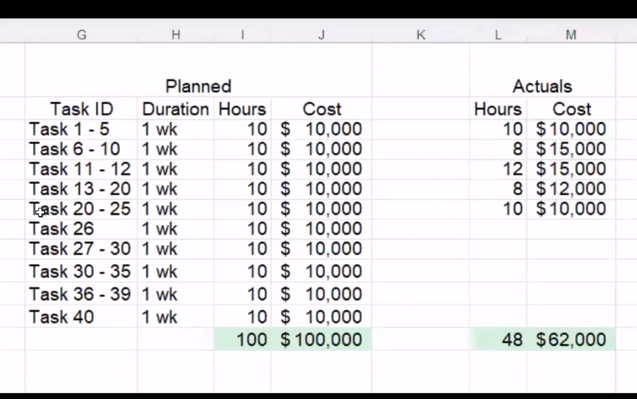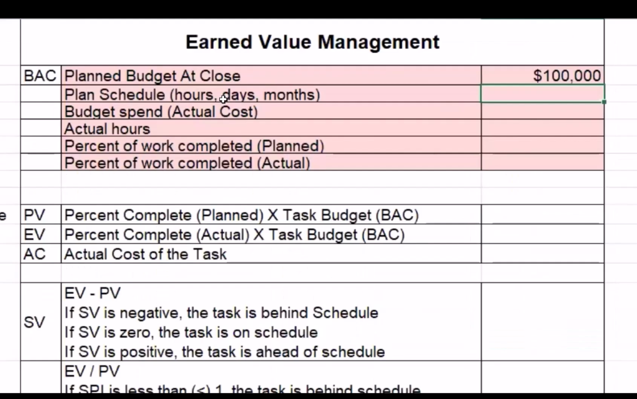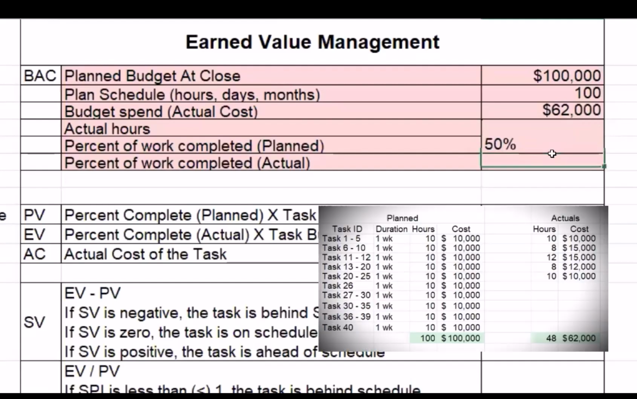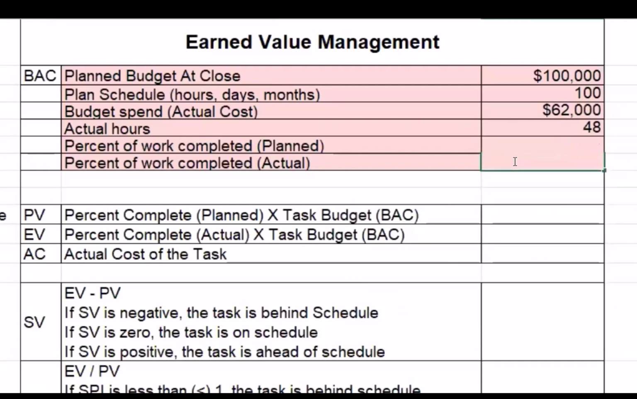Planned budget at budget close is 100,000. Our planned schedule is 100 hours. The budget spend, which is what we've actually spent out of our bank account, is 62,000. The actual hours are 48. For percentage of work complete planned, at week 5 we were supposed to be 50% complete. But at week 5, we've only completed 48 hours, so 48%.